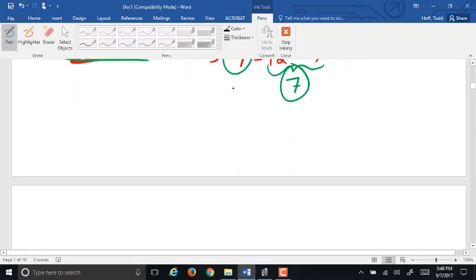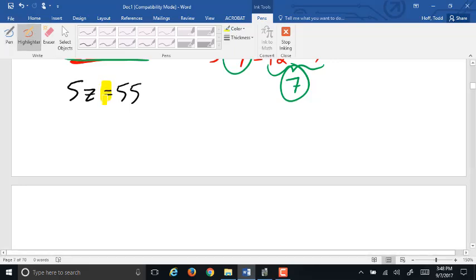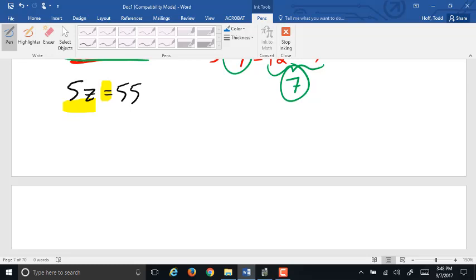Okay. So if we have 5z equals 55, we go through the process. Here's our equal sign. This is the side that has our variable on it. What's keeping the z from being by itself? The 5. What operation is attaching the 5 to the z? They're multiplied. When we have a number next to a variable like that with no operation or no symbol, it's implied multiplication. It's 5 times z.